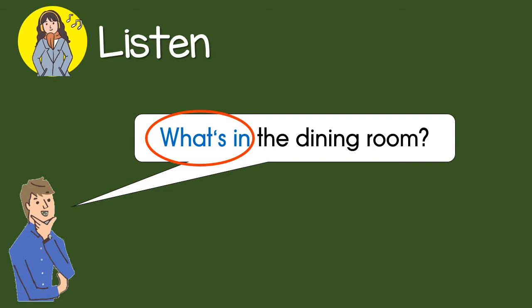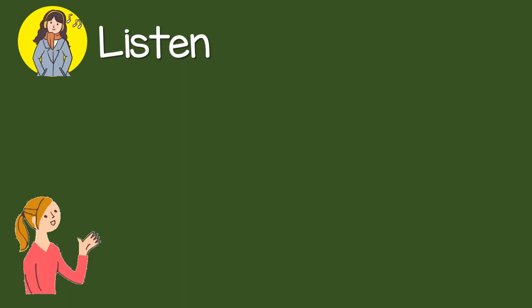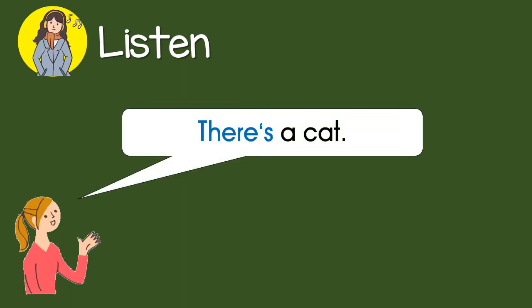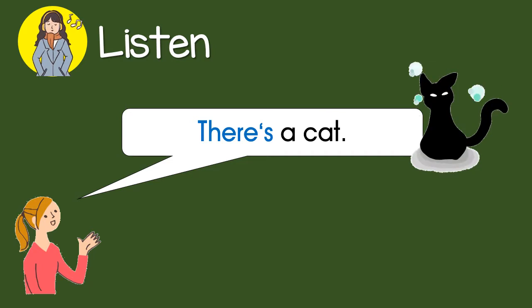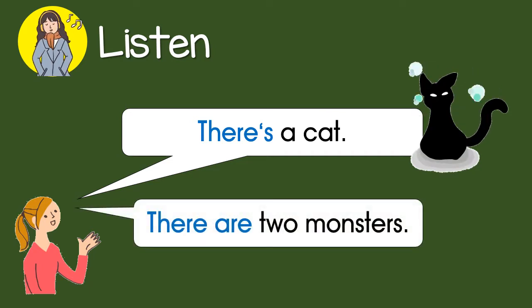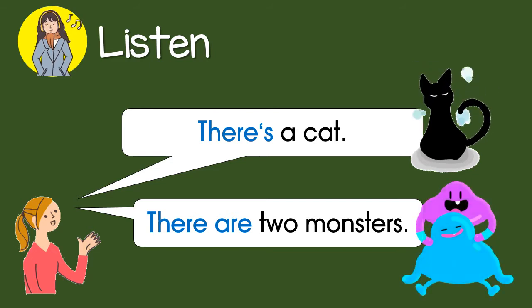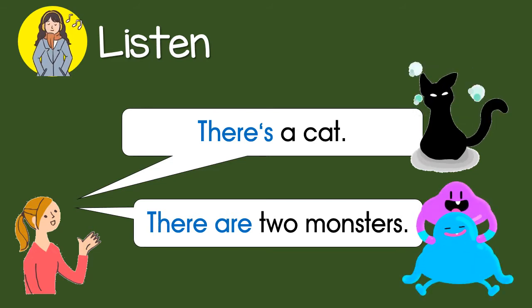We use what when we want to get the information about something. Kita menggunakan soalan what apabila ingin mendapatkan maklumat mengenai sesuatu. There's a cat. Ada seekor kucing. There are 2 monsters. Ada 2 ekor raksasa.